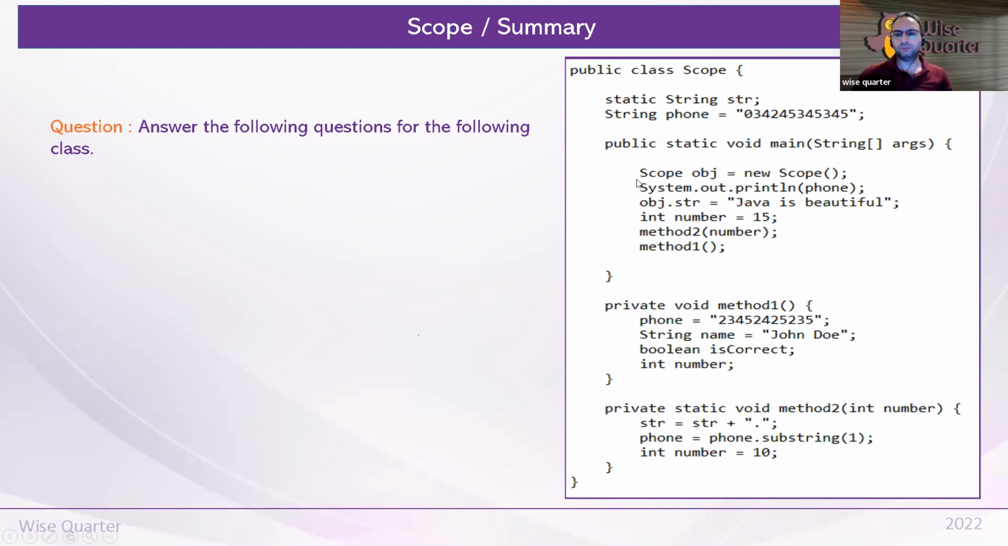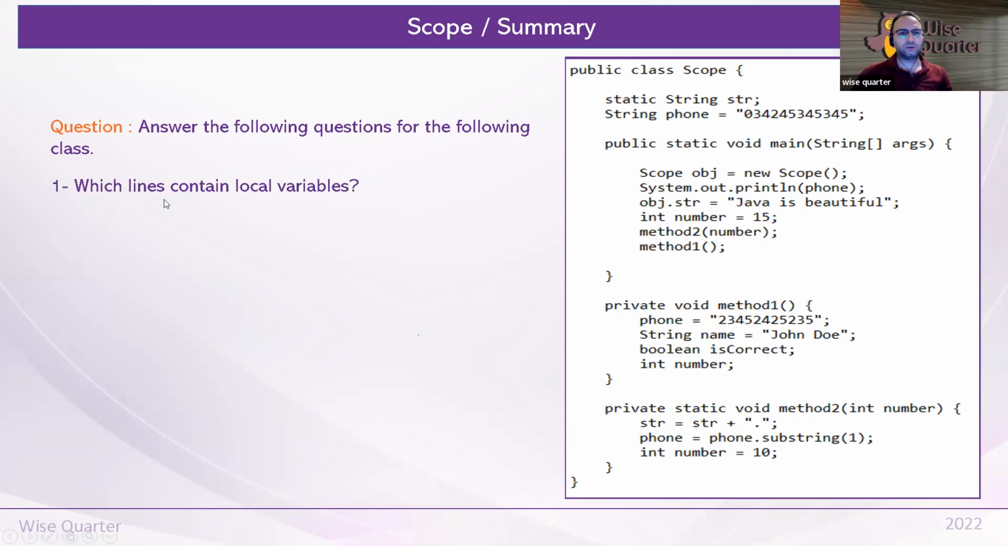And if you want to reach a non-static variable from a static method, you have to create an object from the class. The class name is Scope. So I think we understood what's going on here. Let me continue.